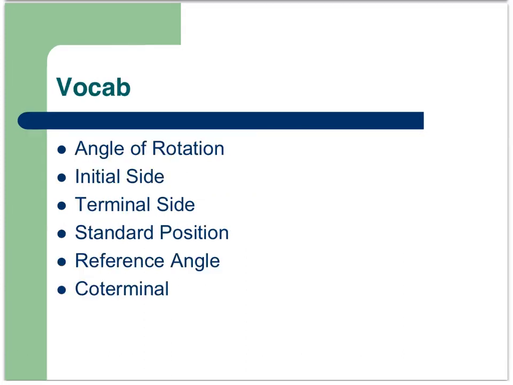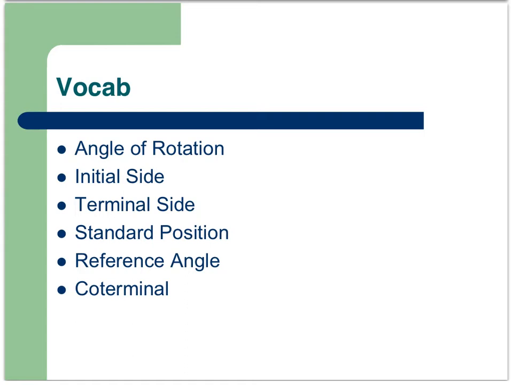So let's move on. Here is the vocab that you need to be comfortable with. All the questions are going to be using these words, so you need to understand what they mean. I'm going to go through each one with a diagram. If you have a question, I'll help you out with homework, but if on a quiz you don't know what initial side means, that tells me you're not doing what you're supposed to be doing. So make sure you understand these words: angle of rotation, initial side, terminal side, standard position, reference angle, and coterminal.